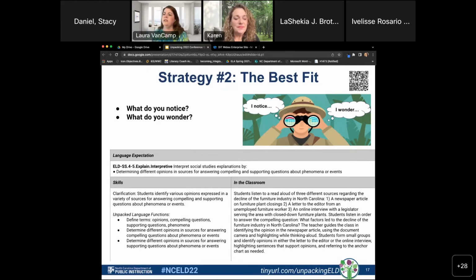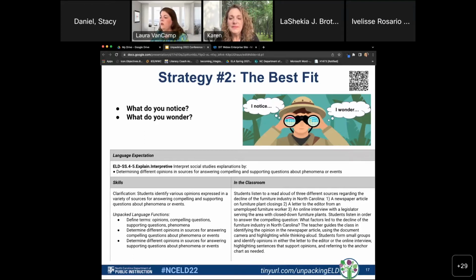All right. So this standard is for social studies, grade 4 through 5. Key use is explain, and the mode of communication is interpretive. Interpret social studies explanations by determining different opinions in sources for answering compelling and supporting questions about phenomena or events. All right, so to break that down a little further, clarification is students identify various opinions expressed in a variety of sources for answering compelling and supporting questions about phenomena or events. So we'll have to define these terms: opinions, compelling questions, supporting questions, phenomena, and they'll have to figure out different opinions in different sources for answering those compelling questions about the phenomena or events.